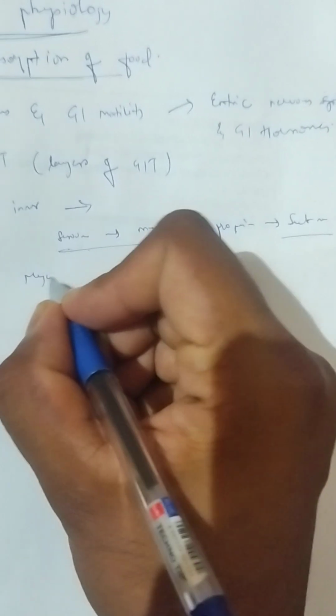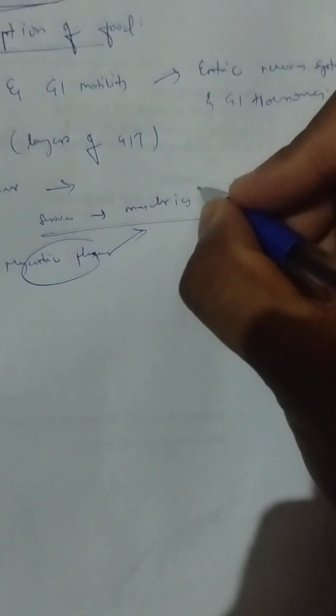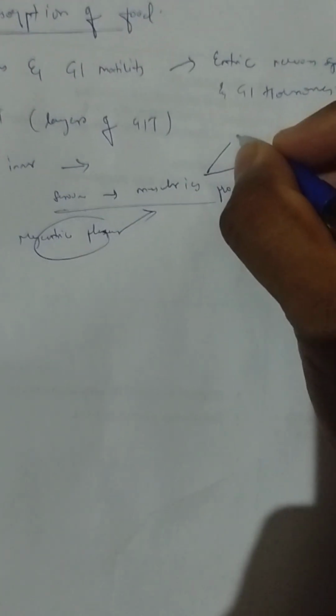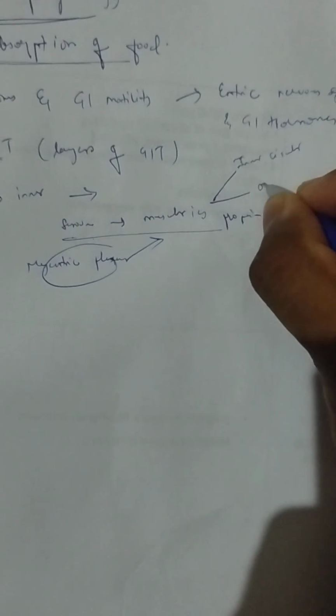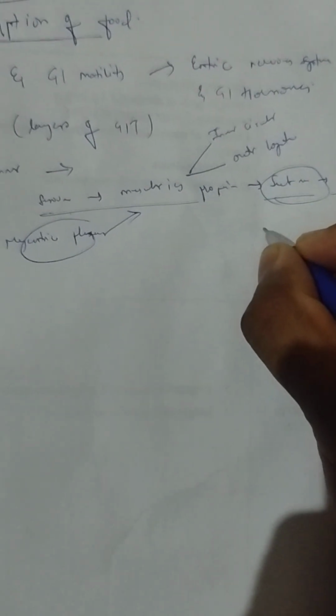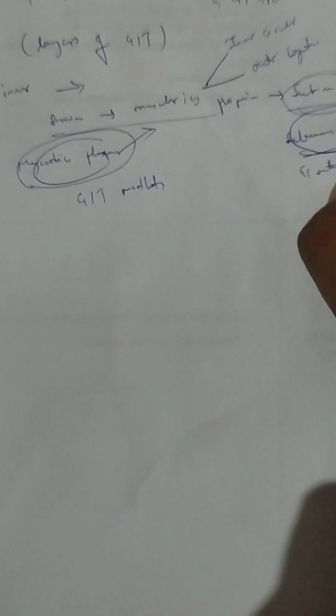So we have two plexuses. One is the myenteric plexus, which is present in the muscularis propria. In the muscularis propria we have two types of muscles, inner circular muscles and outer longitudinal muscles. Between the submucosa and mucosa we have one more plexus, called the submucosal plexus or Meissner plexus. The myenteric plexus controls GI motility, whereas the submucosal plexus regulates GI secretions.